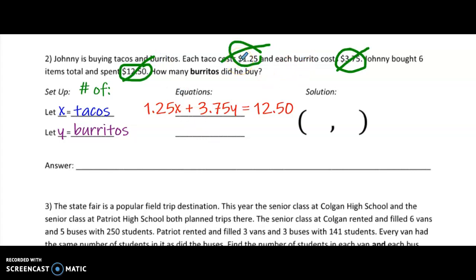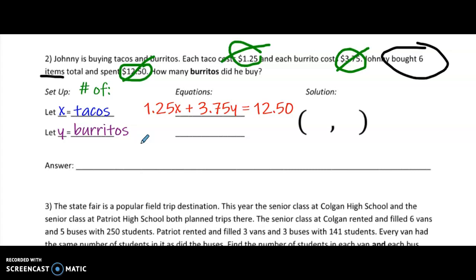And now what we're going to do is write the second equation. Well, the only other number in the entire problem is this number here, 6. He bought 6 items. Well, it tells us he's buying tacos and burritos. We don't really know how many tacos. We don't really know how many burritos, but we know total he bought 6 things. So if I lined up his tacos and burritos and counted 1, 2, 3, 4, 5, 6, that's how many things he bought.